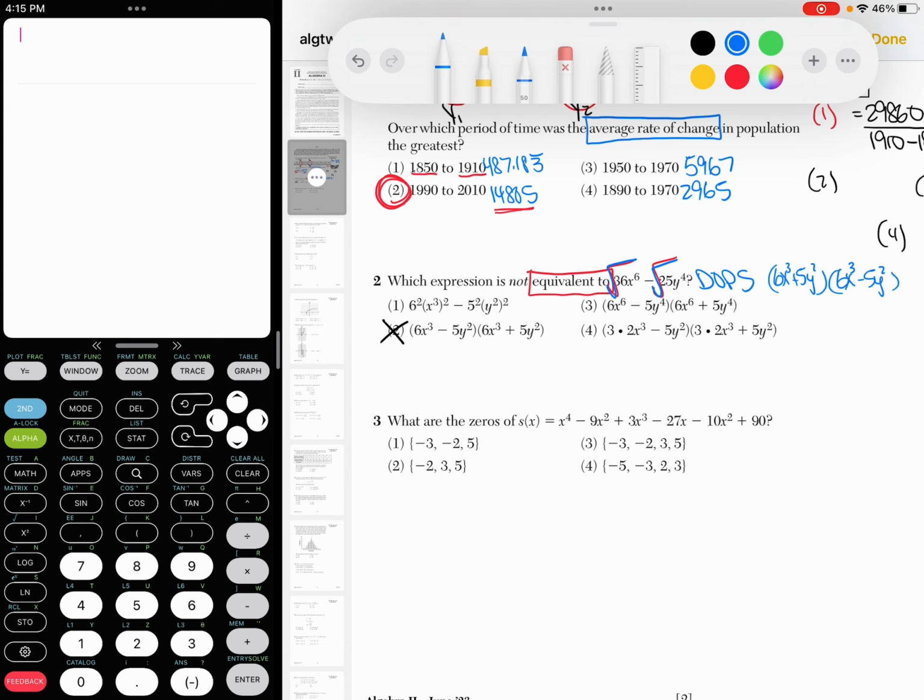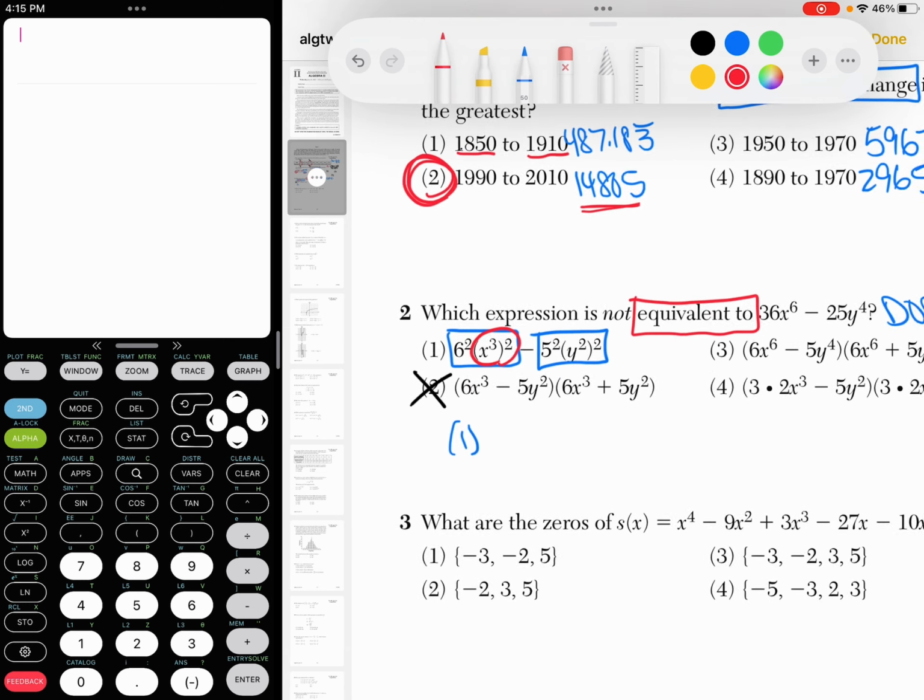So the rest of them aren't really set up to just do the factoring and see. So what we're going to do is simplify the answers to see if they end up equaling the original expression. So I'm just going to clear that up. And let's look at choice 1. Choice 1 has a lot of things that are being multiplied together. This is all being multiplied, and this is all being multiplied.